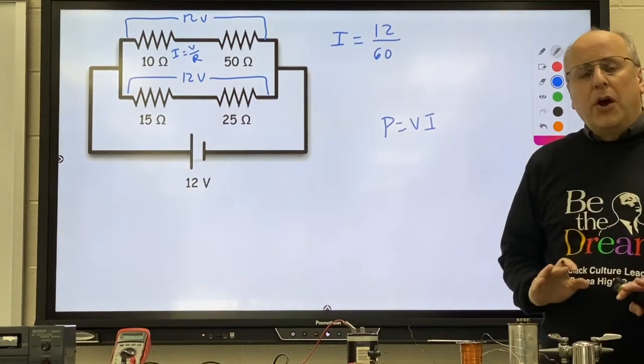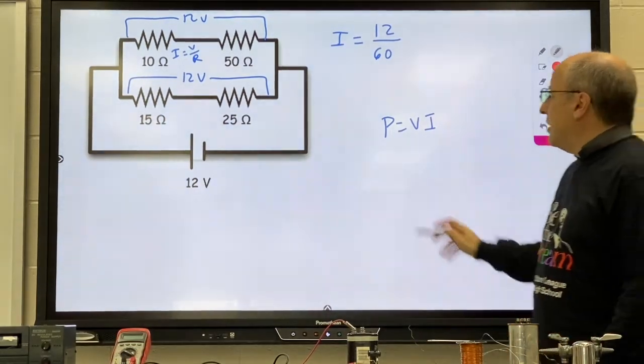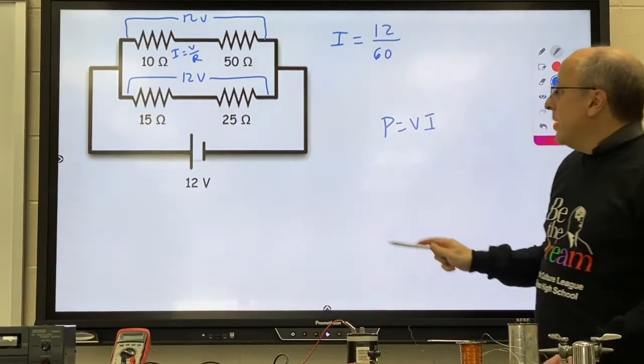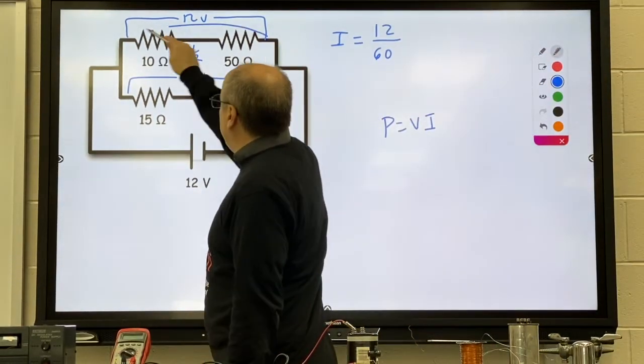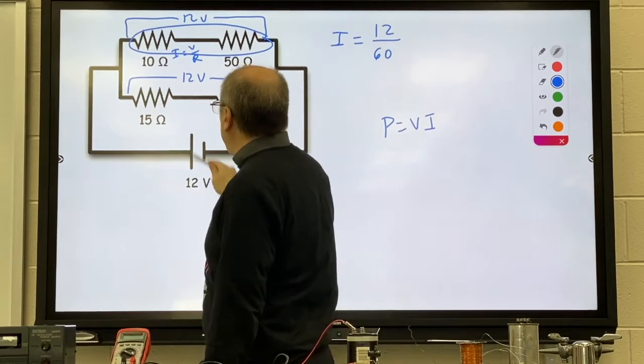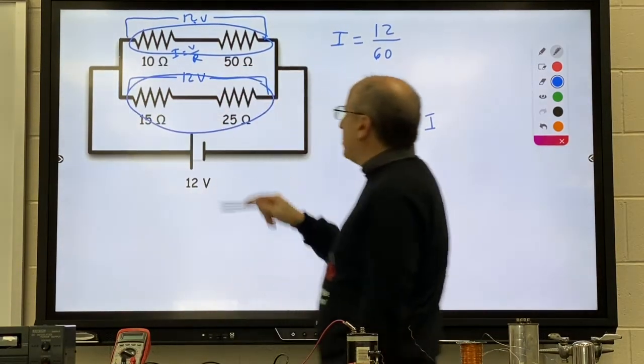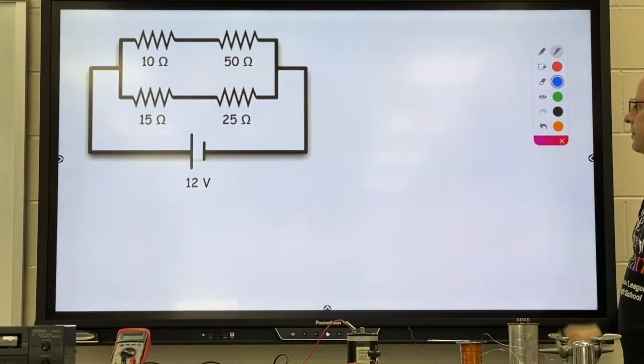So don't make these hard. You only have two equations. The I equals V over R and the power equals VI. Just make sure you see that this series is connected to the battery, so it gets 12 volts. The bottom series also gets 12 volts.